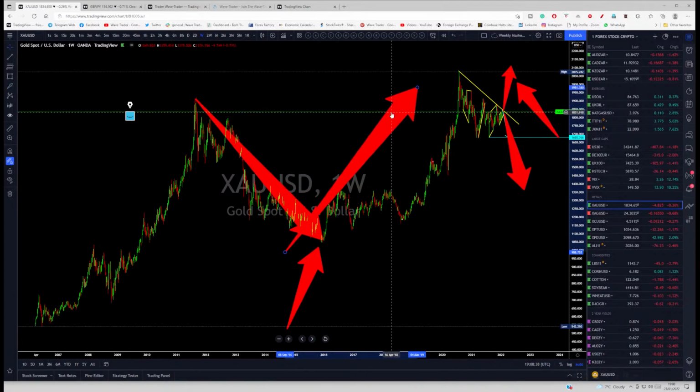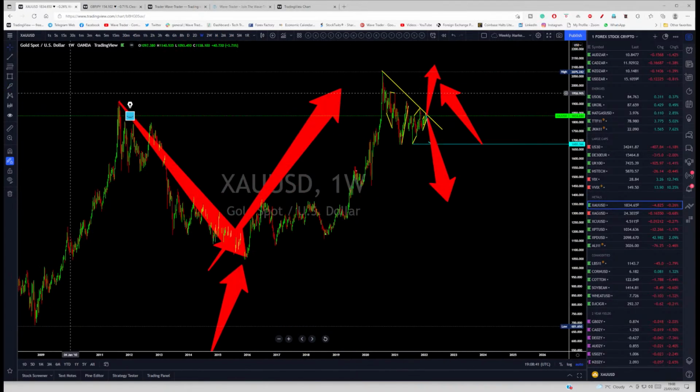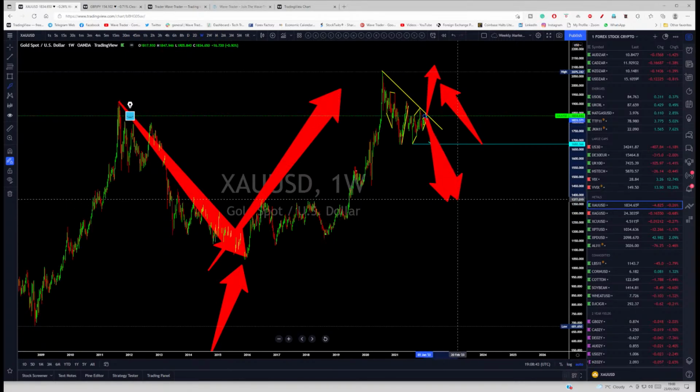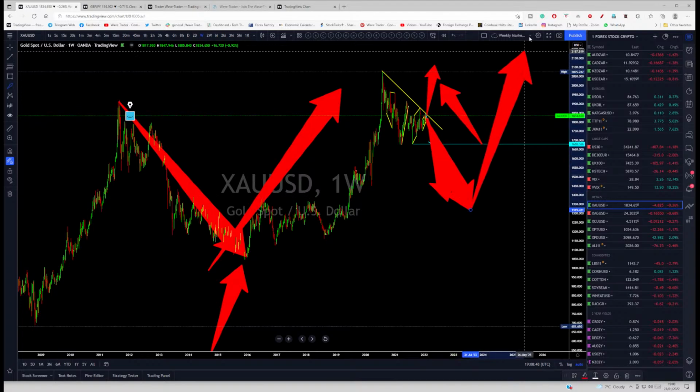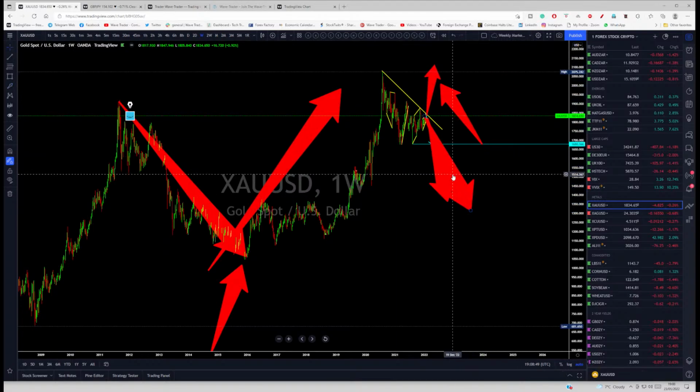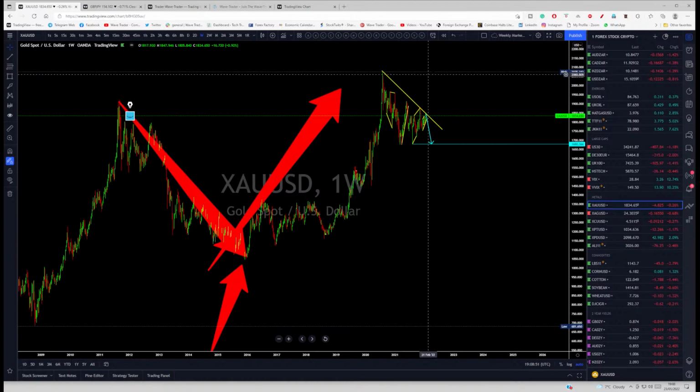Once we're going to have the next recession, definitely you're going to see the central bank print more money, and we're going to have the next run-up. So that's not there yet. The next run-up is not there yet on gold.